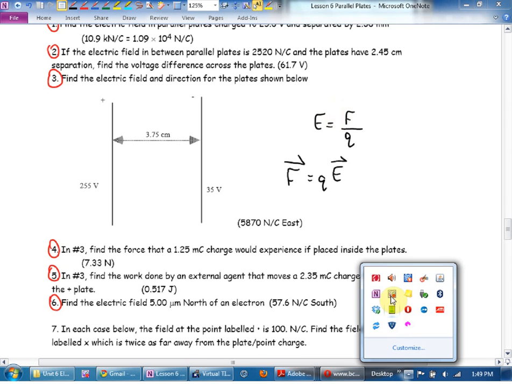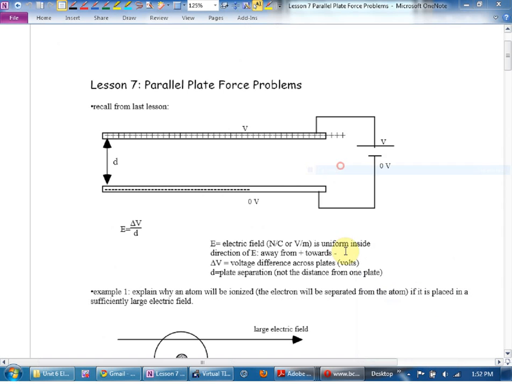So recall from last lesson, we defined the electric field between parallel plates, and it also apparently does work between point charges, Alyssa, but I'm not sure I would necessarily go that way. We defined it as the change in voltage divided by how big a distance you were traveling through. And that explains why you had to have the negative distance on the quiz. Okay?